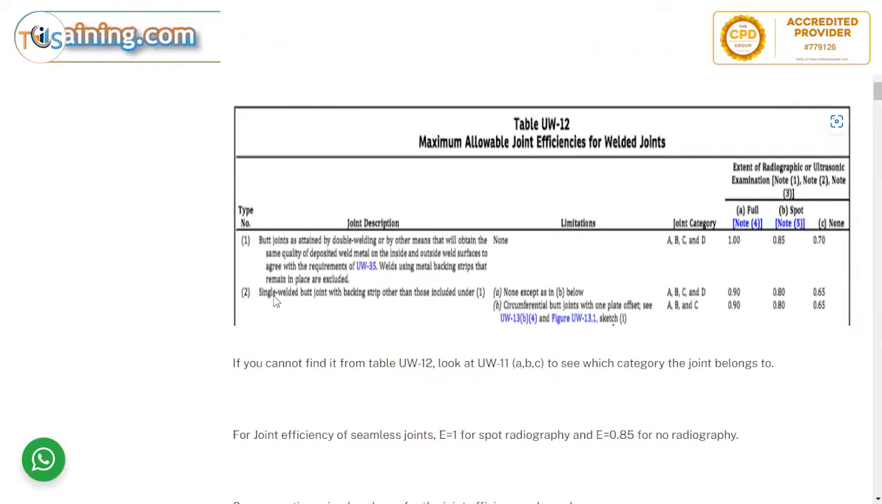Now you can see here that this is also a butt weld, but a single butt weld. It's not double welding, but a single welded butt weld. The joint efficiency is slightly less. For full radiography it is 0.9.